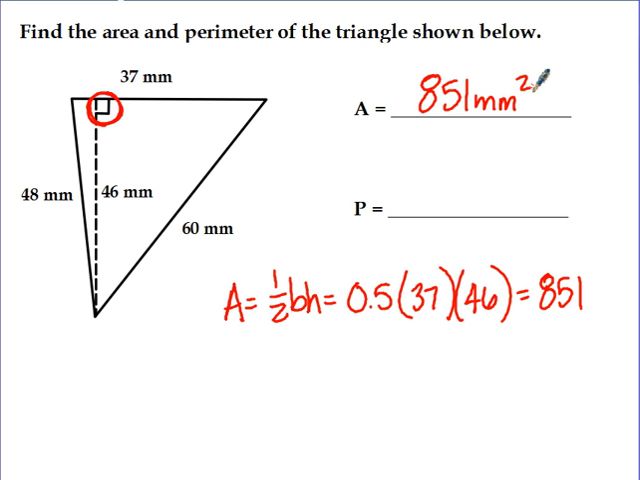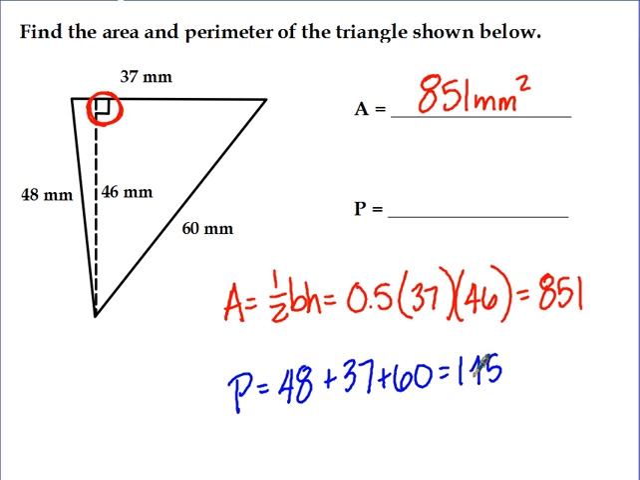And then for perimeter, we're just going to add up all 3 sides. So not the height, not that dotted line on the inside, but just 48, 37, and 60. And when you add all 3 of those up, you get 145. And remember, perimeter is just normal units. We're not going to square those.